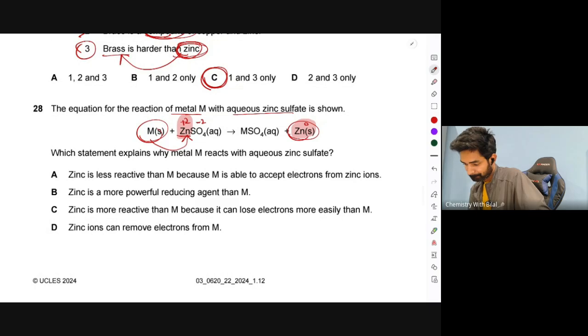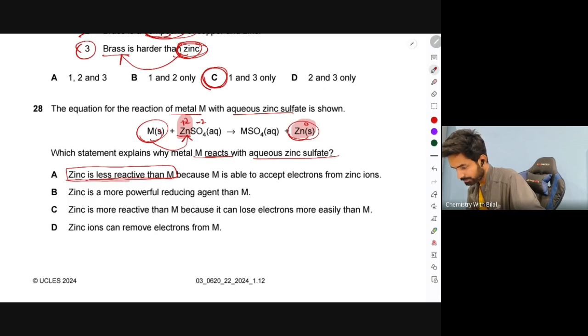Explain why M reacts with zinc sulfate. Zinc is less reactive than M. ये बात ठीक लग रही है. Zinc is less reactive. It is being displaced because M is able to accept electron.